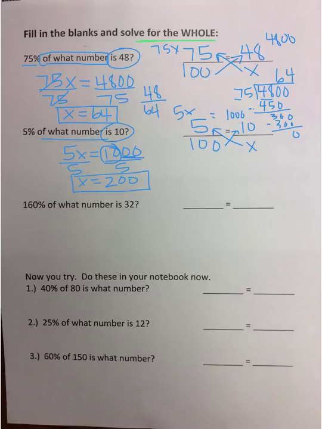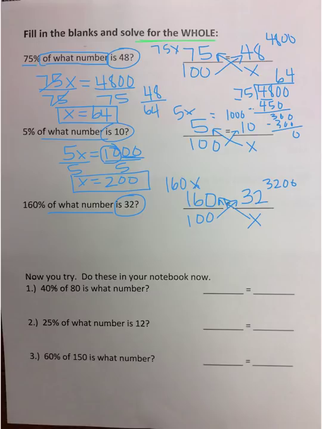All right, let's try the last one. 160% of what number is 32? Well, now this is more than one whole. So that's more than 100%. So it's going to be 160 over 100. Of what number? We don't know the of. Is 32. The is 32. 100 times 32 is 3,200. 160 times x is 160x.